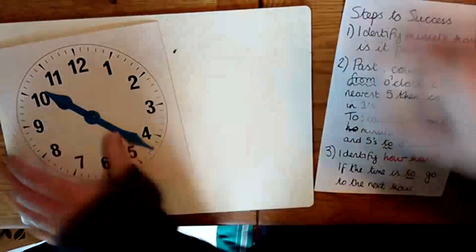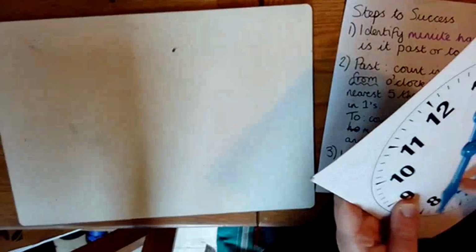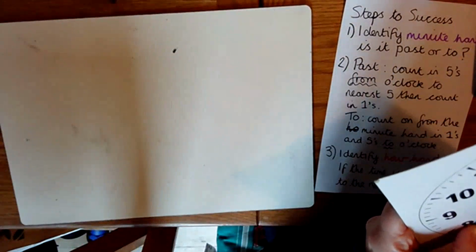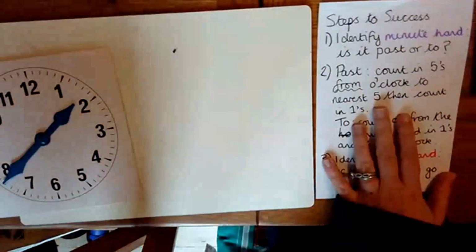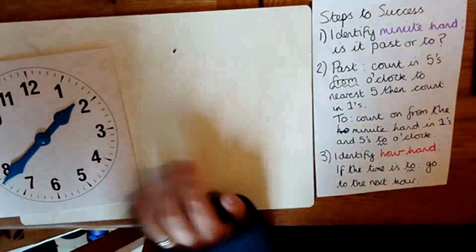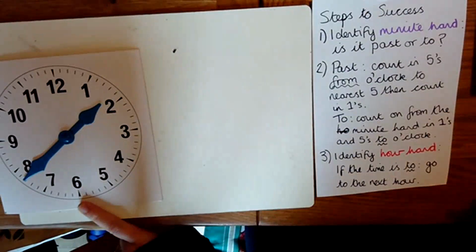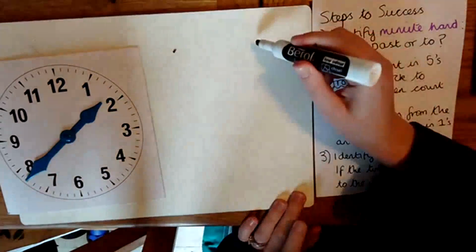Right, let's have a look at counting to the nearest hour using our steps to success. Right, identify your minute hand. Is it past or to? I hope by now we should be able to look at this and identify that it's past my half past, so it is to the next hour.